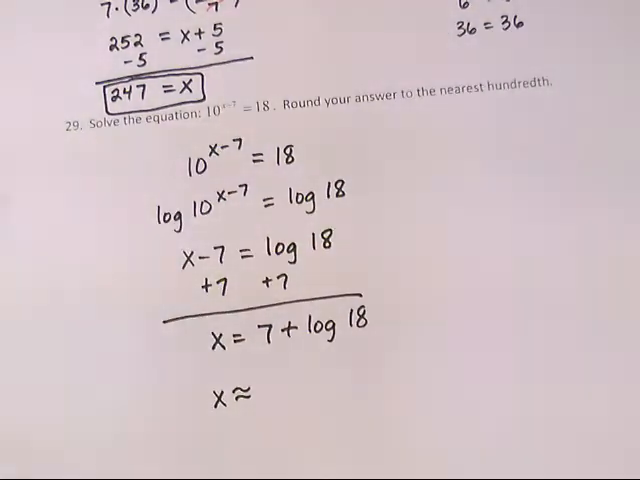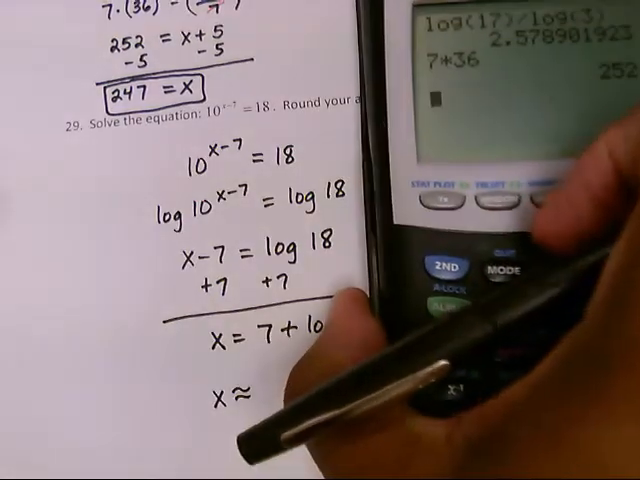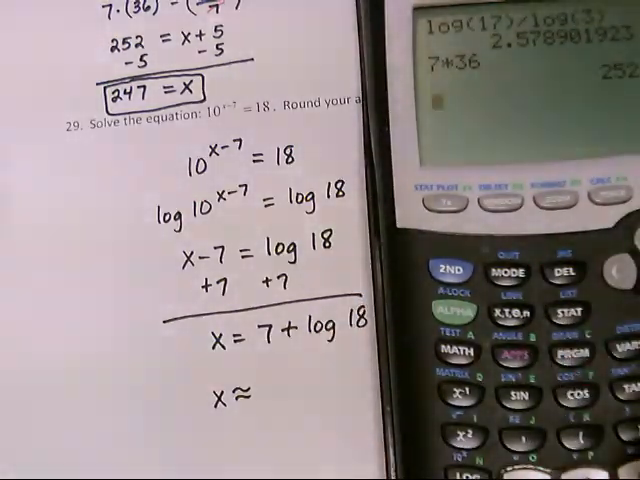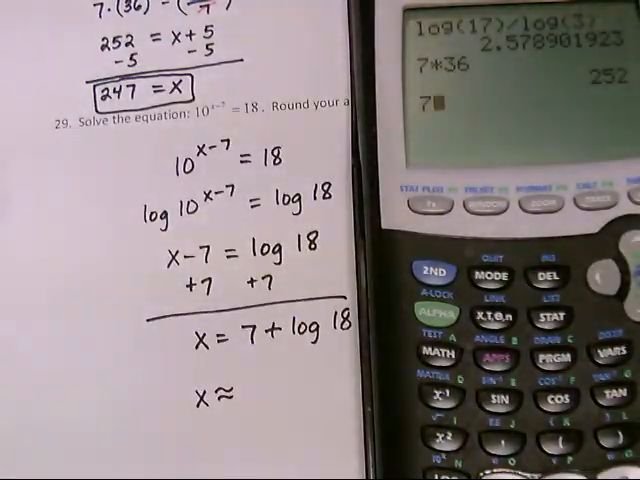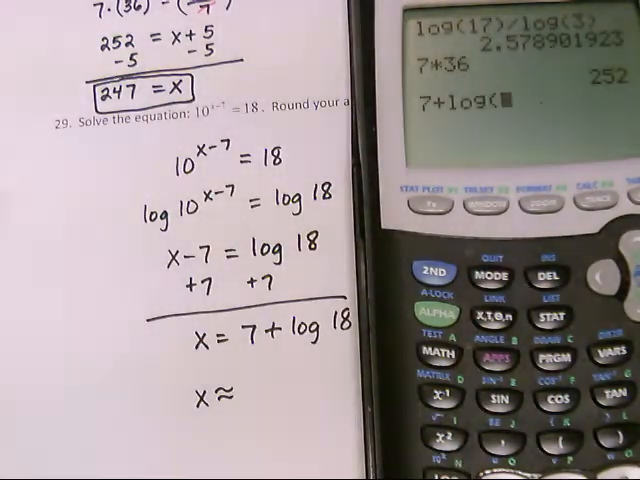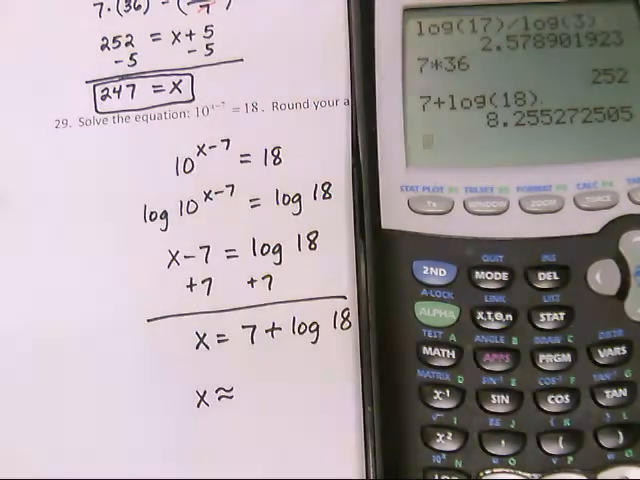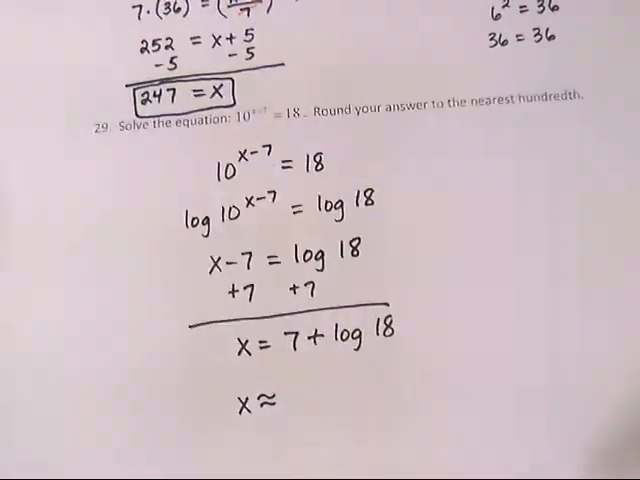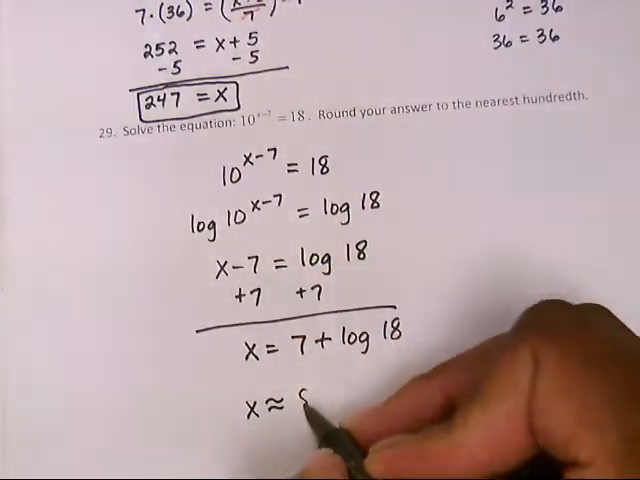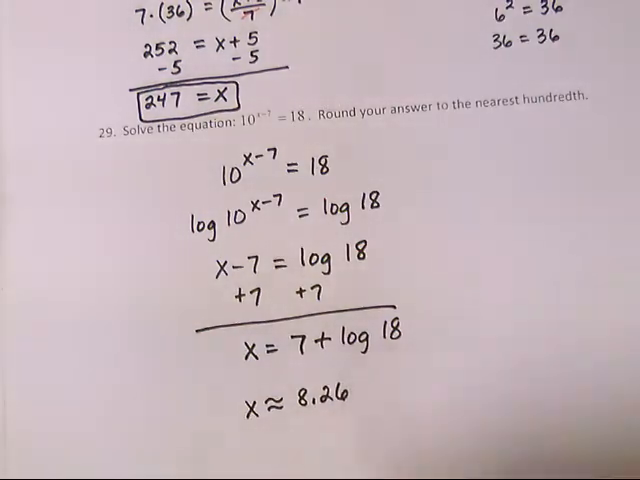And then we want to round to the nearest hundredth. So here in the calculator, I'm going to type in 7 plus, and then press the log key, and then 18, close parentheses, and then hit enter. Now to 2 decimal places, I'm going to have 8.26. So x will be approximately 8.26.